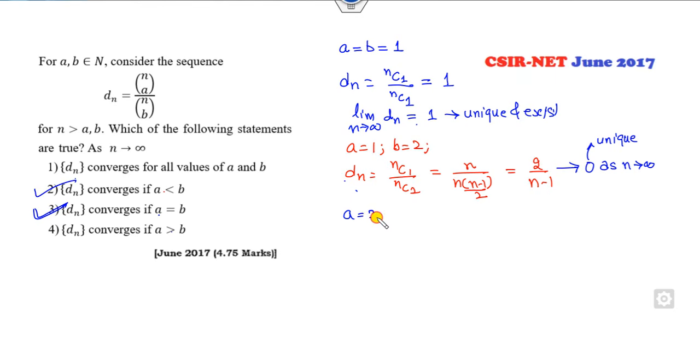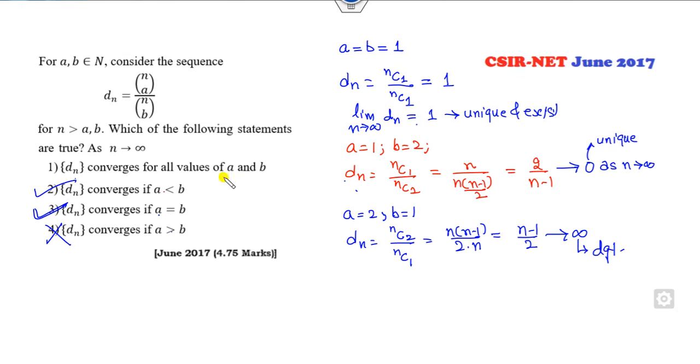If I choose A as 2 and B as 1, then what is my d_n? nC2 over nC1, so that's n(n minus 1) over 2 divided by n, which is (n minus 1) over 2, which goes to infinity. What does it mean? It is divergent. Fine. d_n is not convergent for all A and B, so this option is cancelled out. B and C are my right answers. Always consider some particular examples, because A and B can be any natural numbers. You can take A as 7, B equal to 9. It's up to you. Fine.